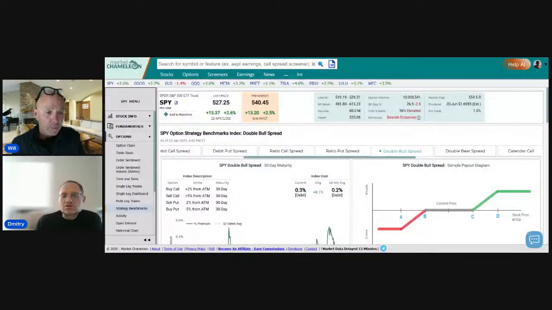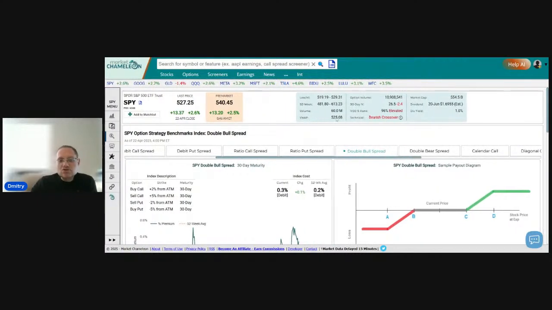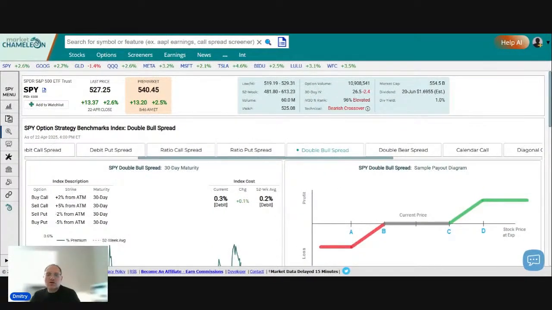Okay. All right. So let's start from here, the double bull spread. We got to this strategy benchmarks. On the left-hand side, you have the main menu for SPY. Click on strategy benchmarks. I'm going to close that menu now. And we selected the double bull spread. And this strategy, it's a bullish outlook, and it involves 4 legs, 4 different options.